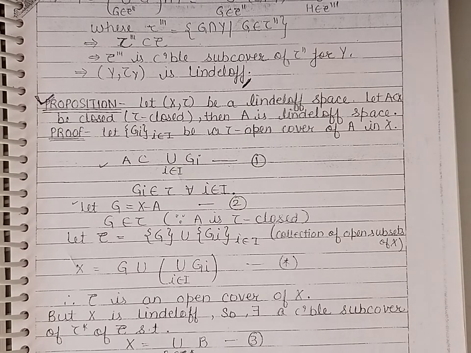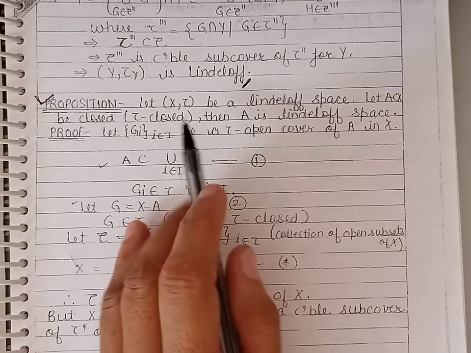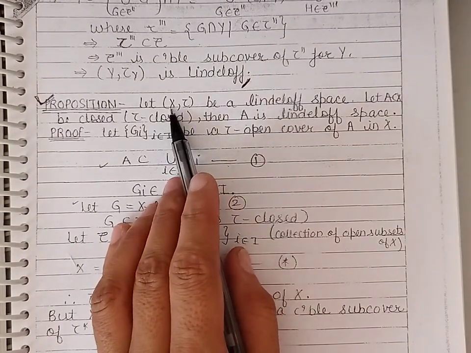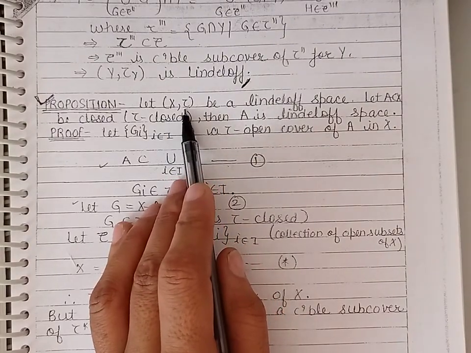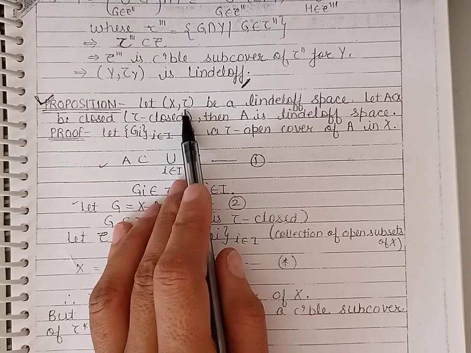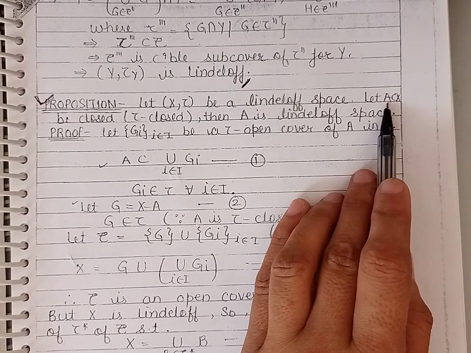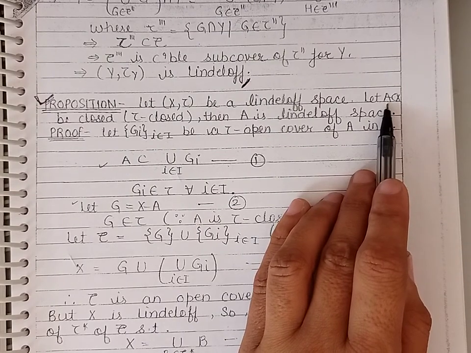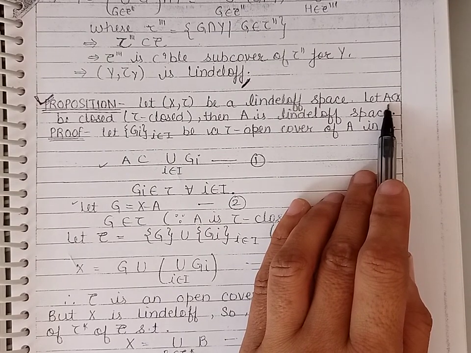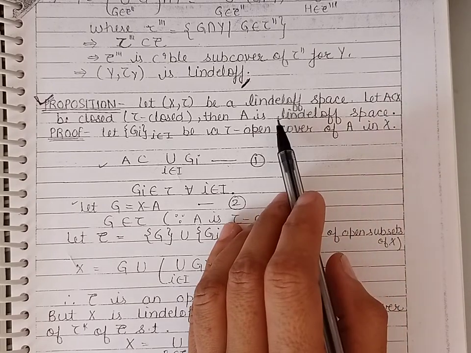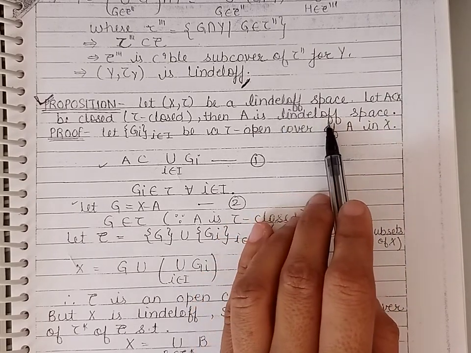In the next theorem, we will show that a closed subspace of a Lindelöf space is Lindelöf. So let us take a topological space (X, τ), which is a Lindelöf space, and A is a subset of X, which is closed. We have to show that A is also Lindelöf.